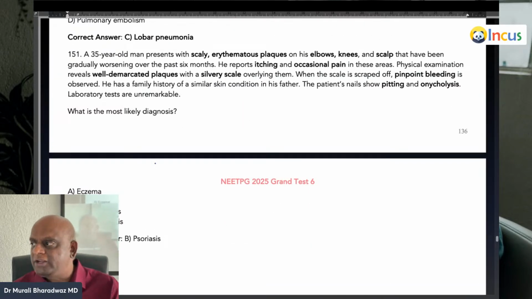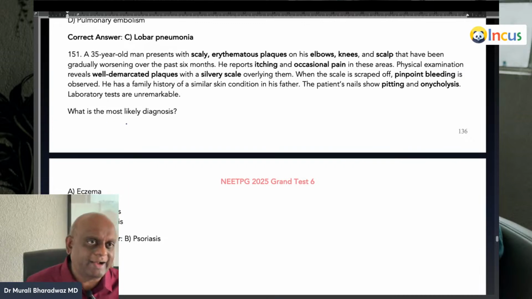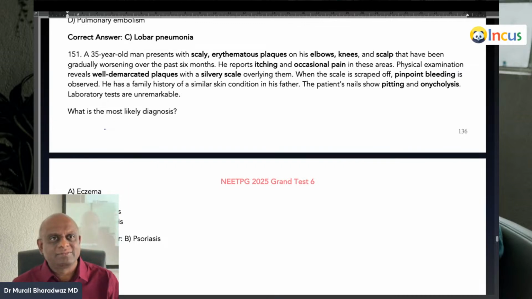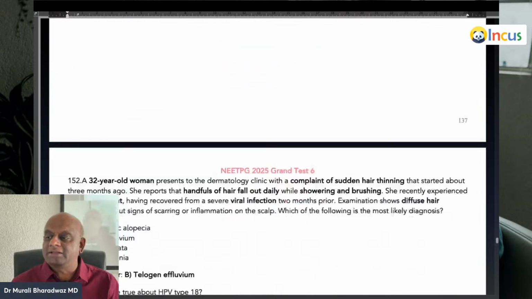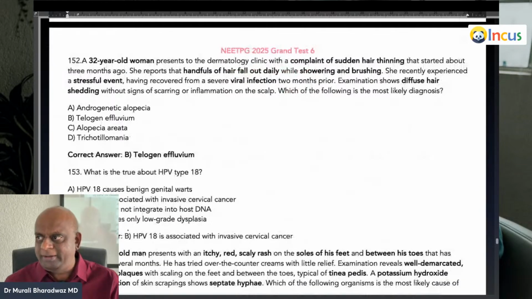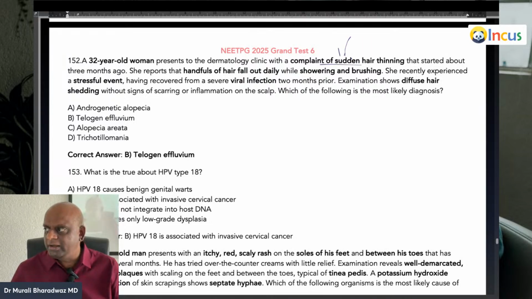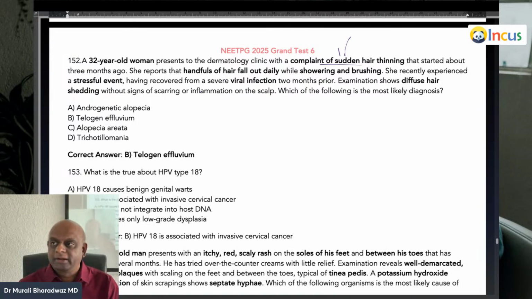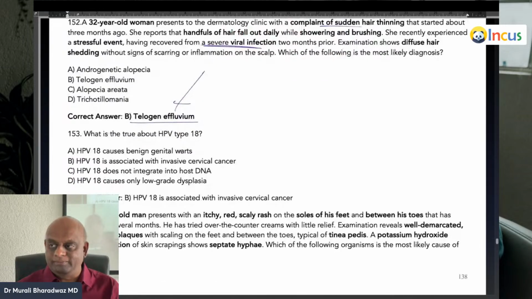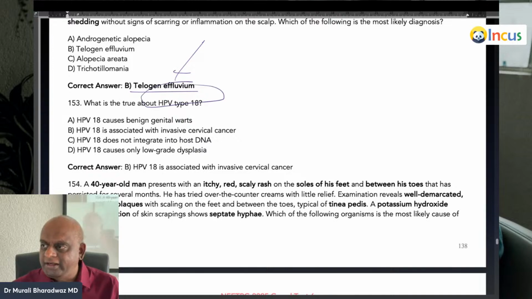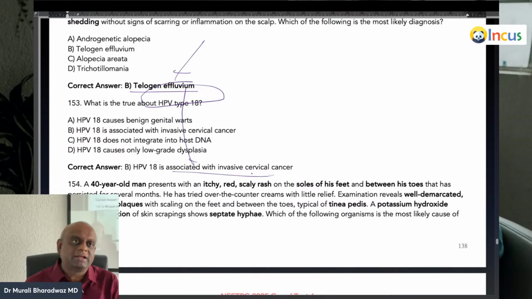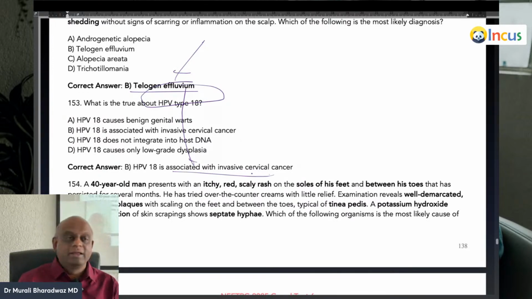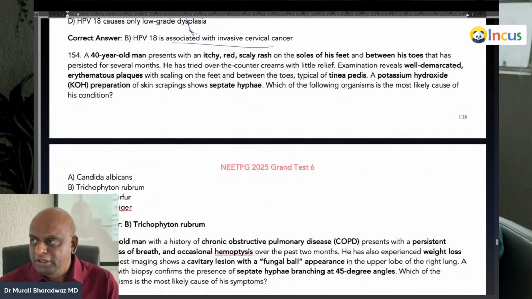There is a scaly erythematous plaque, pinpoint bleeding under the scale when you pluck it. That's called Auspitz sign, is the feature of psoriasis. 32-year-old woman, sudden hair thinning, and typically recently she had a stress. That means it is telogen effluvium. HPV types 16 and 18 are associated with invasive cervical cancer.